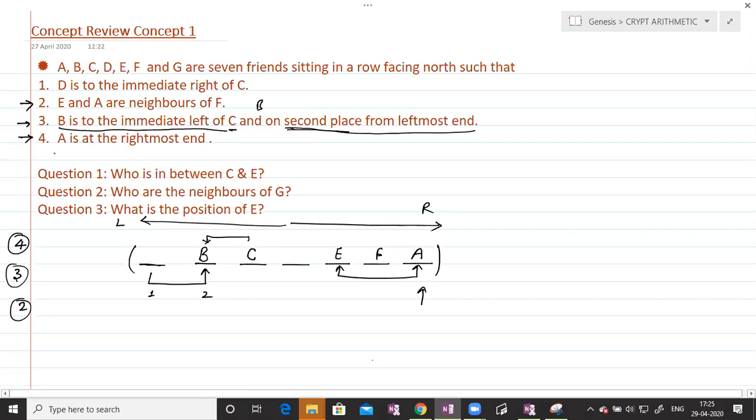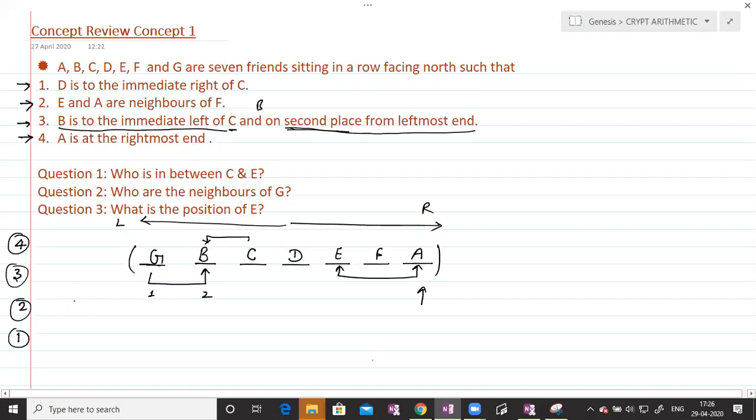Now look at the first statement. What is given? D is to the immediate right of C. D must be here. That's all. Very, very simple. There's only one friend left. Which friend? That name is G. That's all. Very, very simple.